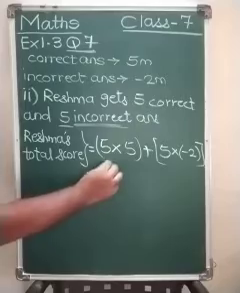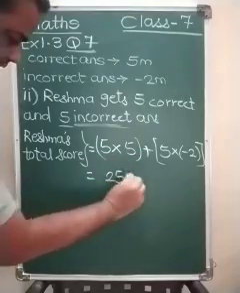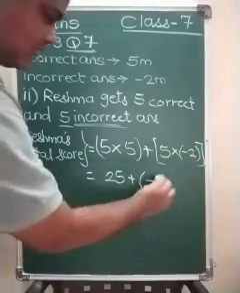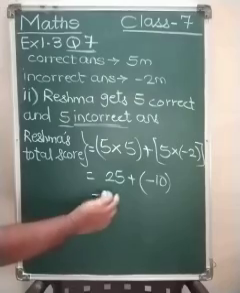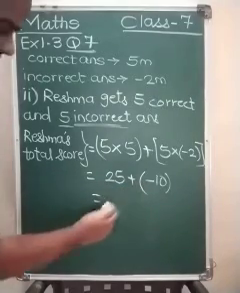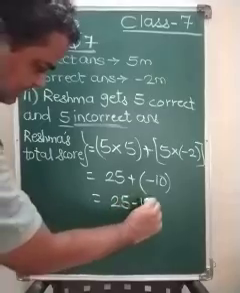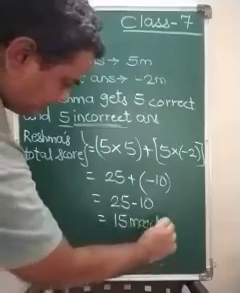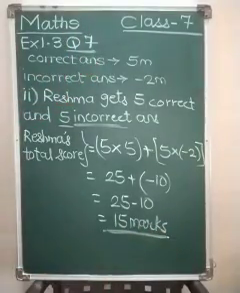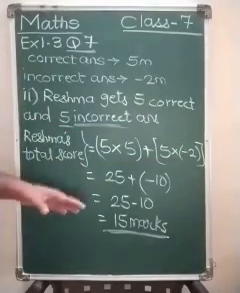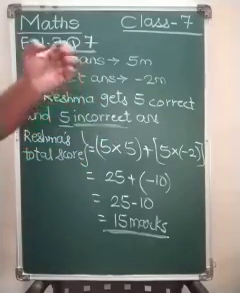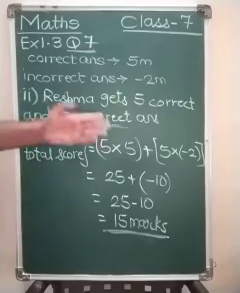So here what will be there? 5 5s are 25 plus 5 into minus 2, plus into minus will be minus, 5 2s are 10. So we get 25, plus sign is outside, inside sign will not change. So 25 minus 10, and we get 15 marks. So Reshma's total score is 15 marks. So we can proceed in this way also, or you can proceed in the first way also. Whichever method is suitable or easy for you, you can proceed in that way.